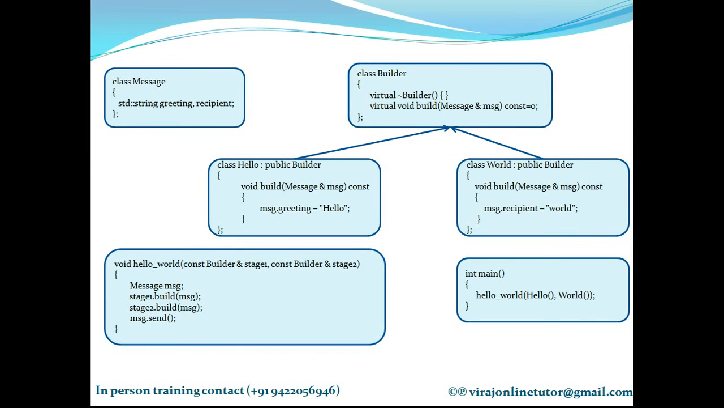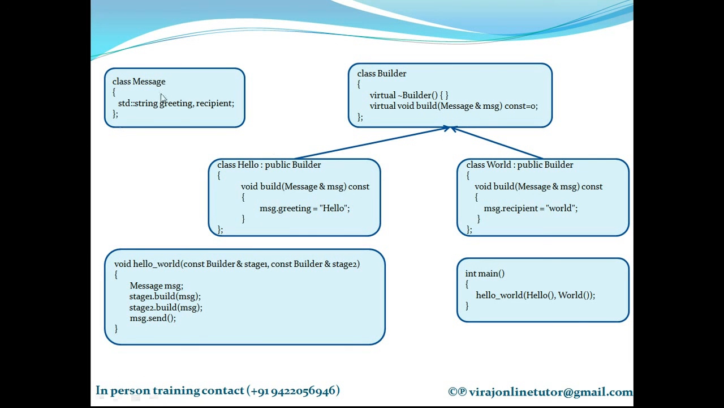So I'll again explain this example. I have a class message which is a complex object to me right now. I'm dividing this class message into two different small components. One is greeting, second is recipient. Then I have a builder class which is an abstract class here. So I need to have concrete builders to create the components of these objects step by step.